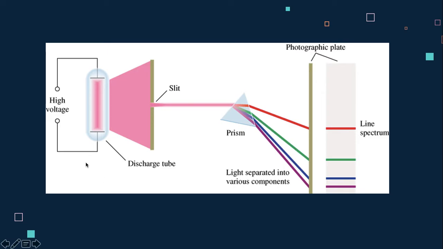The energy is supplied to the hydrogen gas in the discharge tube by the high voltage. The electrons of the hydrogen atoms absorb energy and excite to a higher level. At the excited state, electrons are unstable, so they fall to lower levels and produce radiation in the form of photons of a specific wavelength. Light with a specific wavelength falls on the photographic plate, and the lines are recorded as the line spectrum.